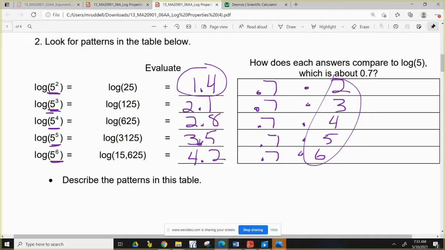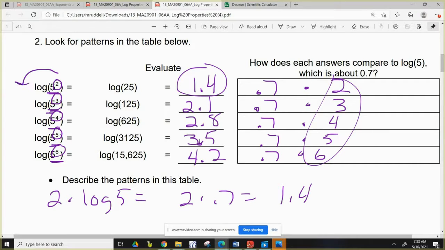Where else do you see these numbers? Those are your exponents. So those exponents, we multiplied. 2 times log 5 is 2 times 0.7, which is 1.4. Move this exponent to the front. 3 times log 5 is 3 times 0.7, which is 2.1, and so on. So multiply goes with add, divide goes with subtract, and your exponent becomes a multiplier. You move it to the front and you multiply.